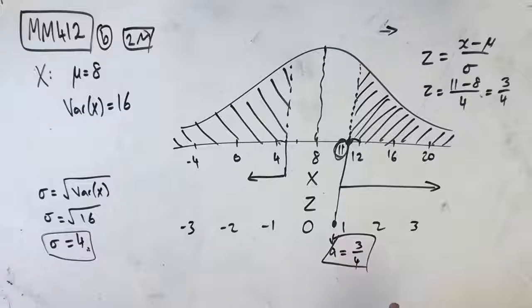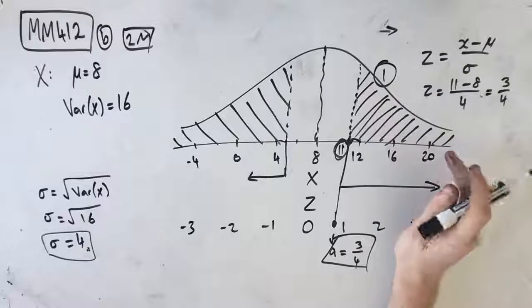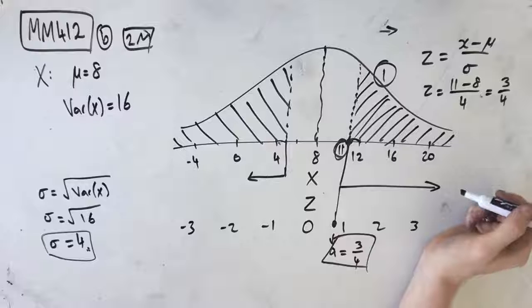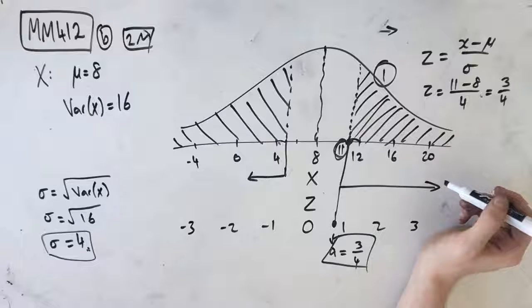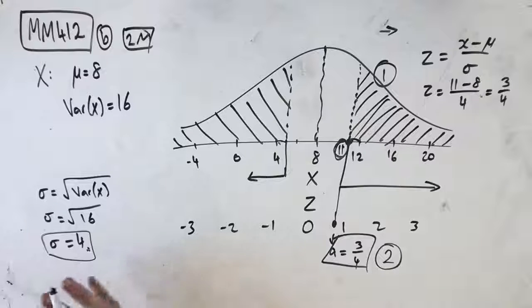Now, it's a little hard to determine where the marks come, but I would say that drawing this and showing that you know what's going on is your first mark. And then your second mark comes from stating that A is equal to 3 on 4. So guys, that's your second mark there. And that's it for MM412.